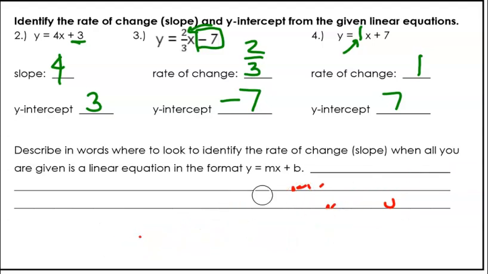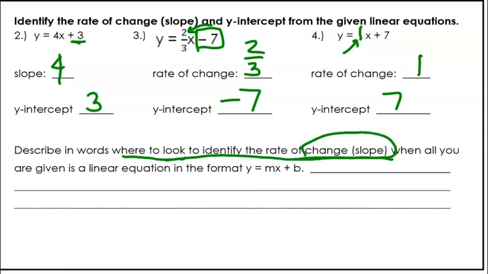For this last question, you're asked to describe how you were able to do that. Describe in words where you looked to identify the slope when all you are given is a linear equation. Notice it's not asking me about the y-intercept, it's only asking me about the slope, or the rate of change. So where did I look?